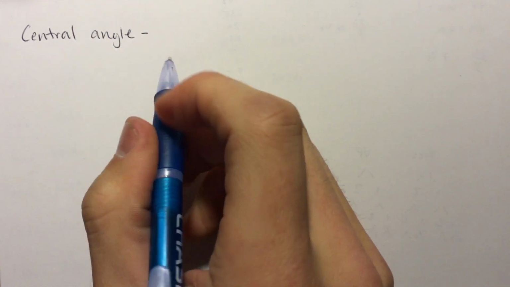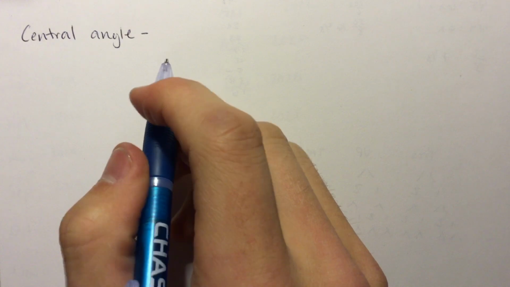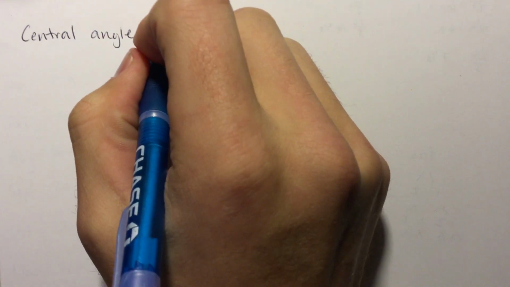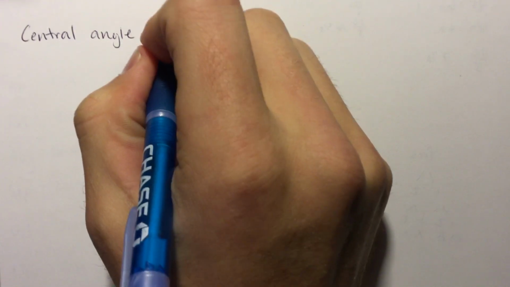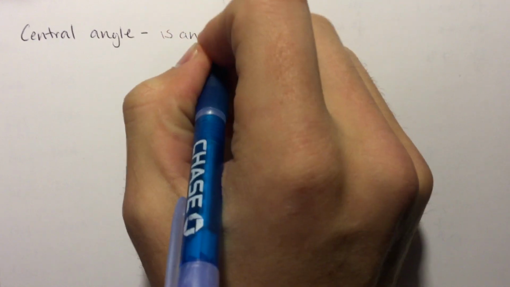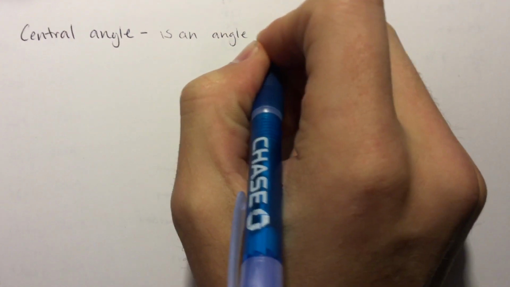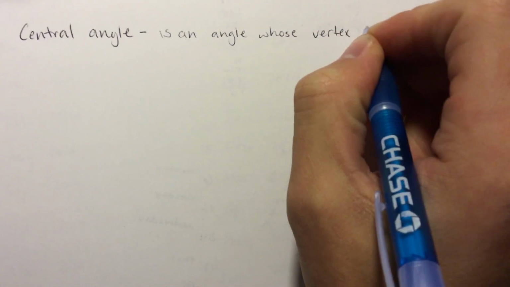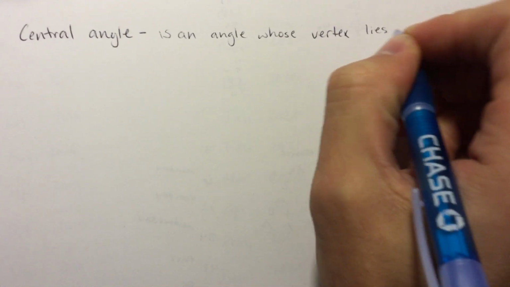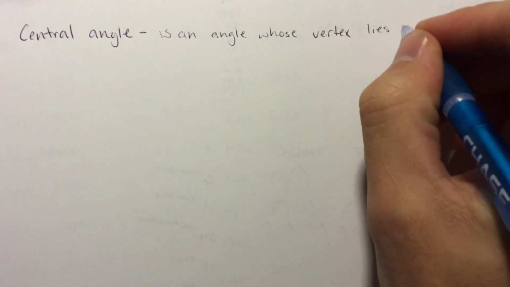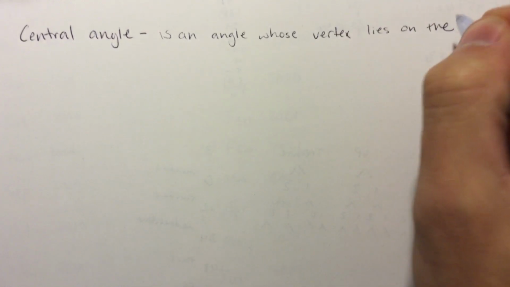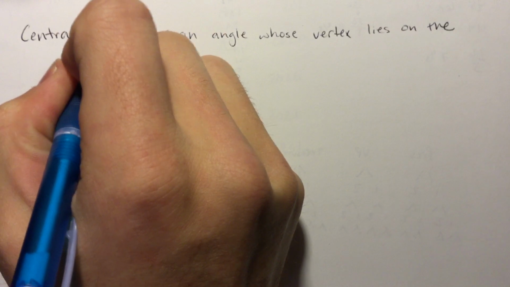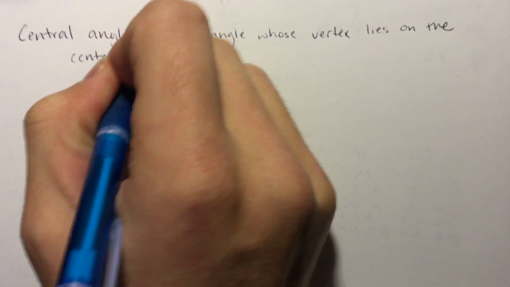So, a central angle. For lesson 1, we were talking a lot about circles. So a central angle is an angle whose vertex lies on the center of a circle.